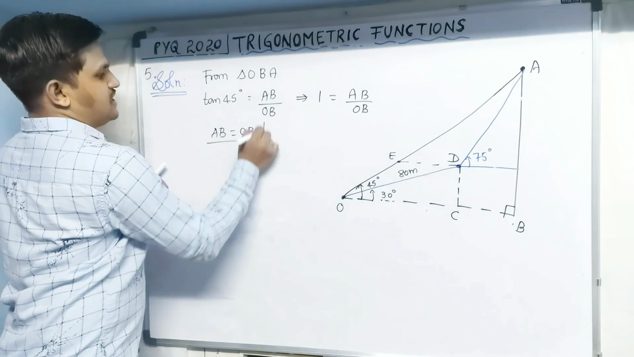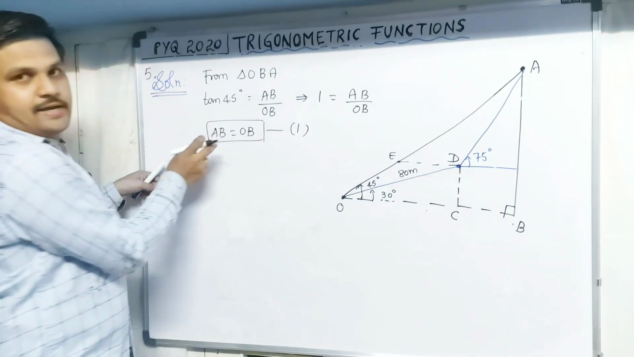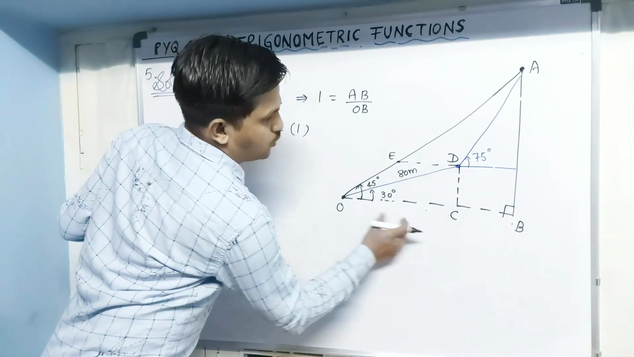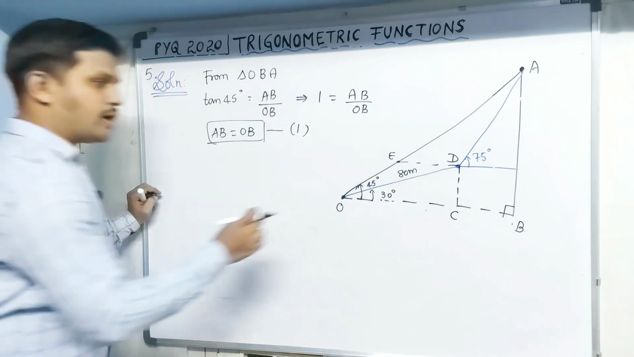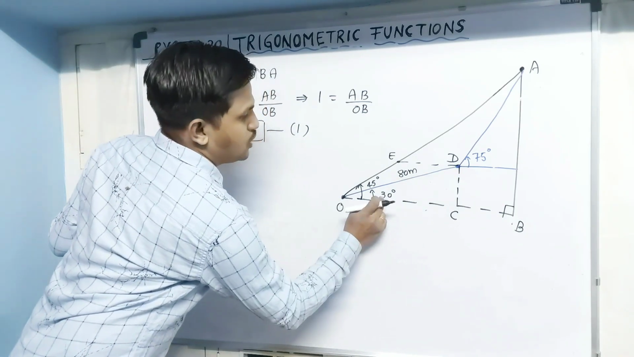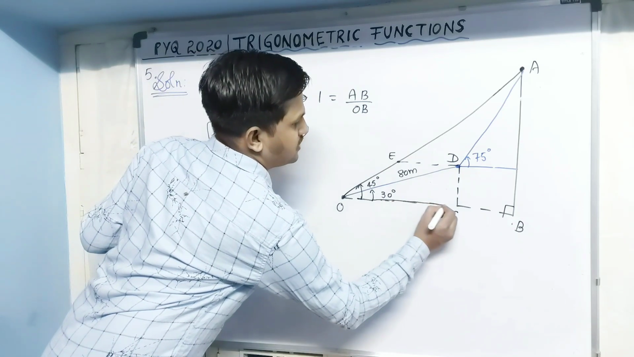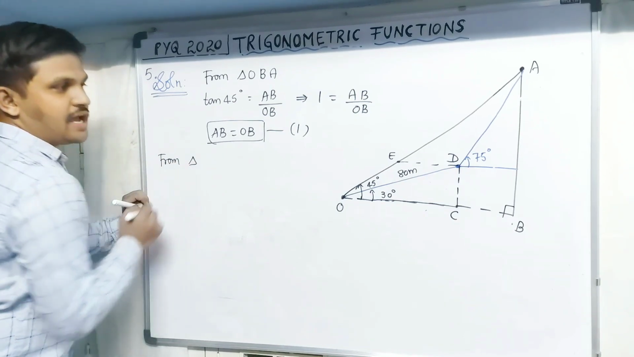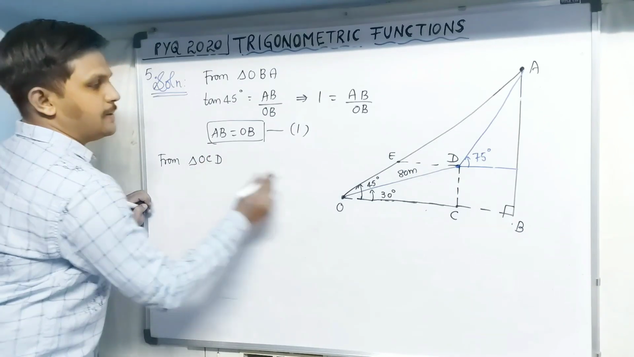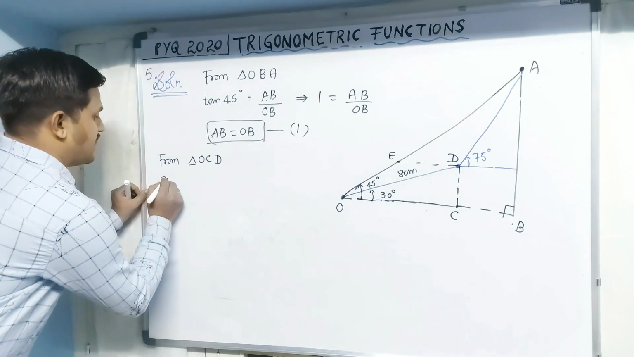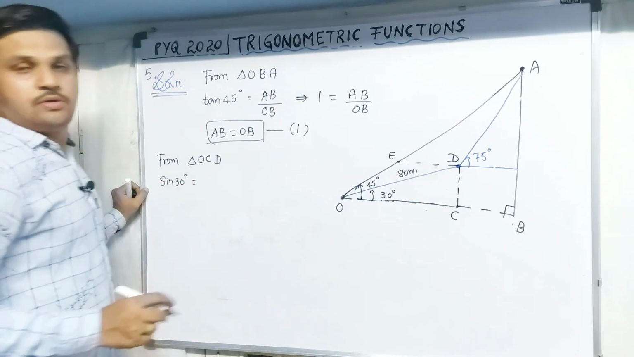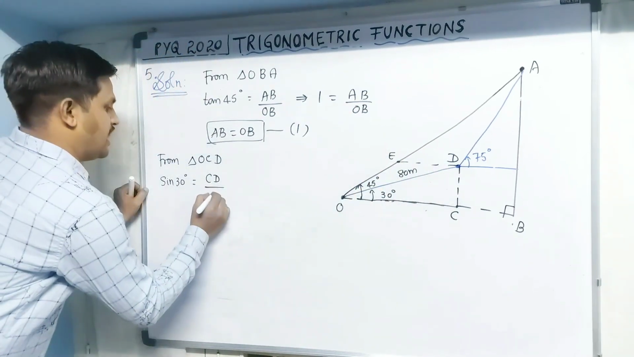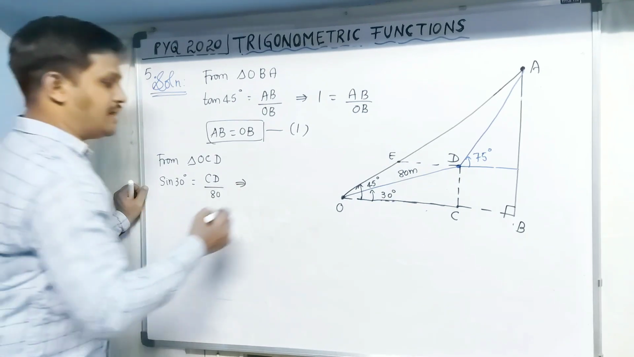Let us write this as the first equation. I have to find AB. That means if you get the length OB, that is clear. To get the length OB, I should get OC as well as CB. Now I can get the length OC by using the sine function. Look at triangle OCD. What is sine 30 degrees? Sine 30 degrees is equal to opposite CD divided by hypotenuse. The hypotenuse is given as 80 meters, and sine 30 we know is 1 by 2.